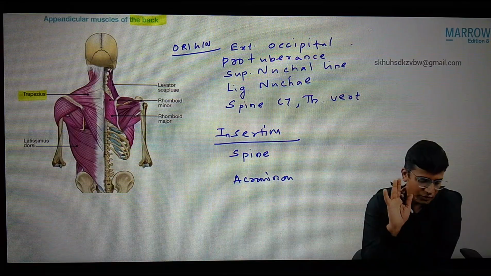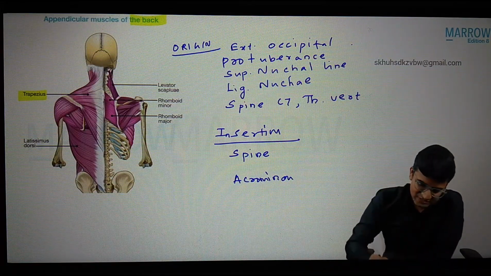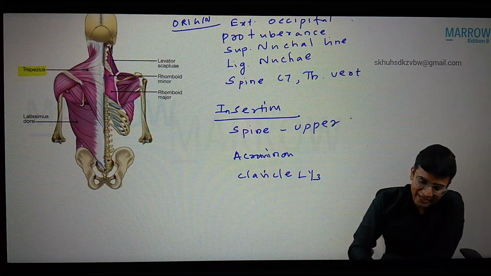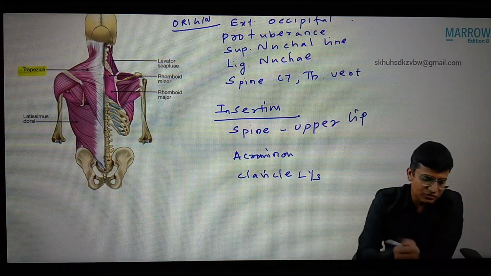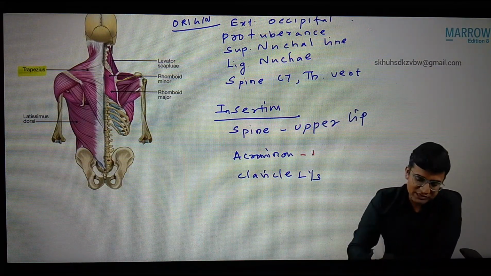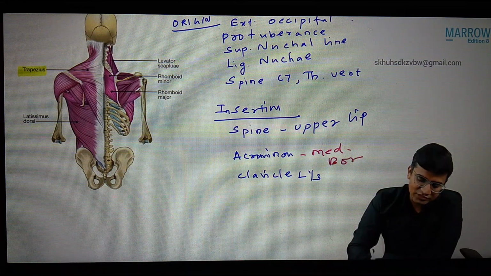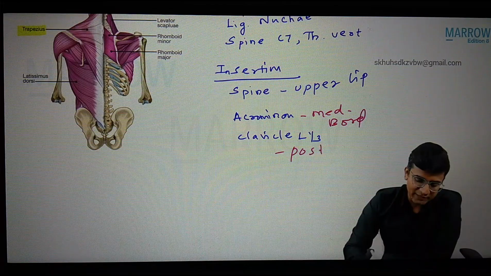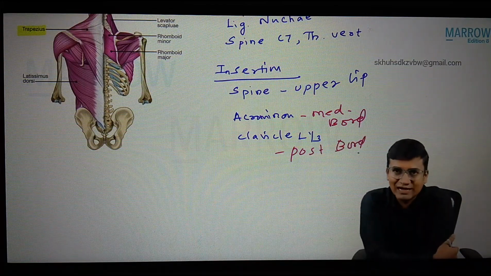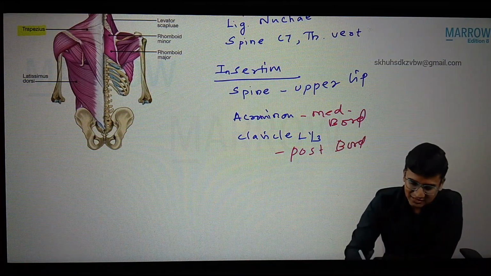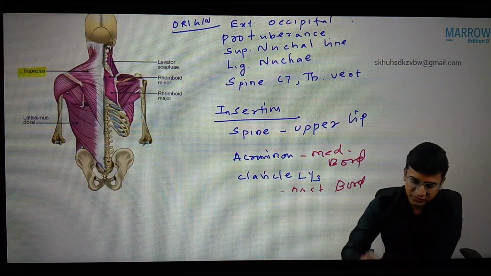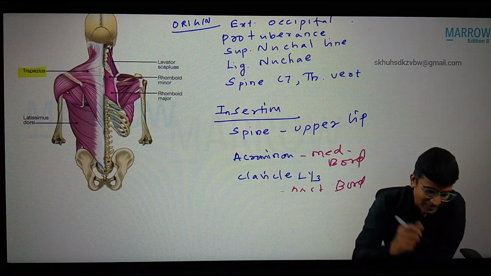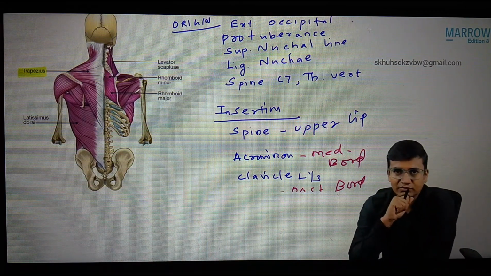Insertion, already we know. The trapezius muscle attaches to the upper lip of the spine of the scapula, which continues with which border of the acromion process? Medial border of the acromion process, and that continues with, very good, the posterior border of the lateral 1/3 of the clavicle. Again, origin and insertion, usually they won't ask you. The question will be from the actions. Now, what is the action of the trapezius muscle?